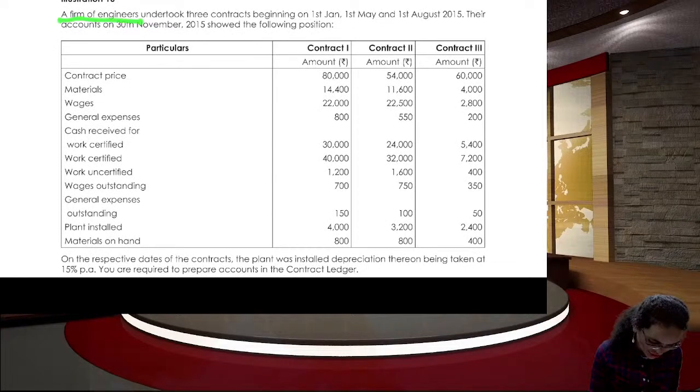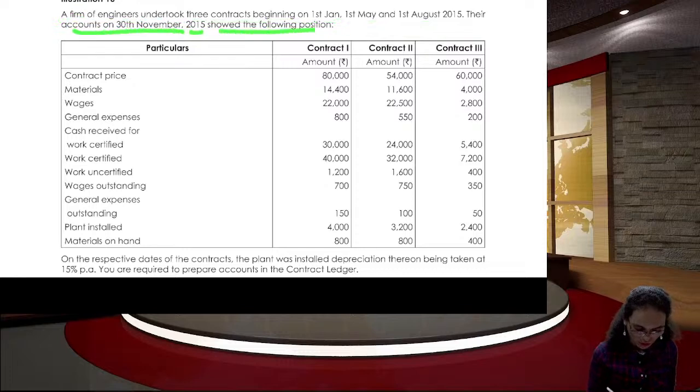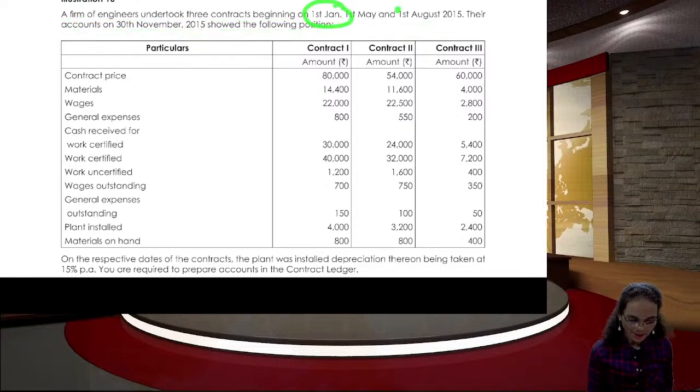A firm of engineers undertook 3 contracts beginning on 1st January, 1st May and 1st August 2015. Their accounts on 30th November 2015 showed the following. See, there are 3 types of dates given when the project is started, that is, the contract is started, and the books of accounts as on 30th November is given.